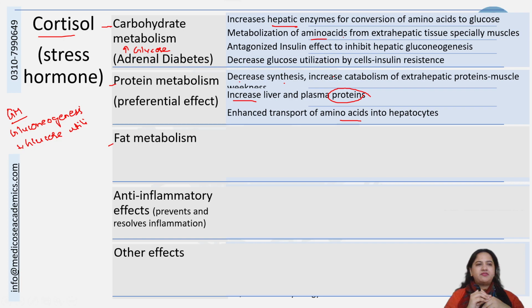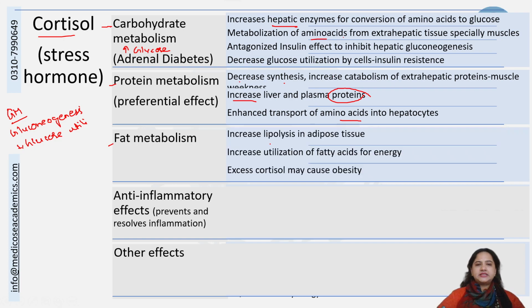Moving on towards the fat metabolism, again, like that of growth hormone, cortisol is going to shift the energy providing function to the fats. It will increase lipolysis in the adipose tissue so that free fatty acids are available in the blood, and those free fatty acids can be utilized for energy. And there is again something more to it. If there is excessive cortisol, in spite of the lipolysis, there might be obesity.